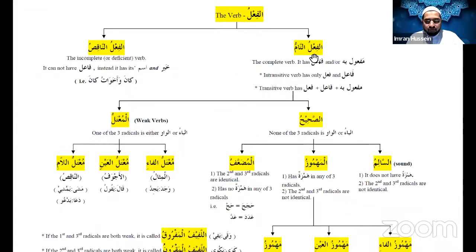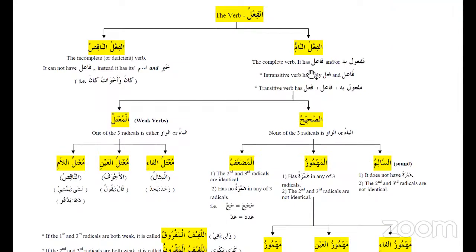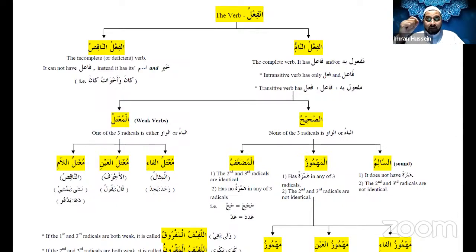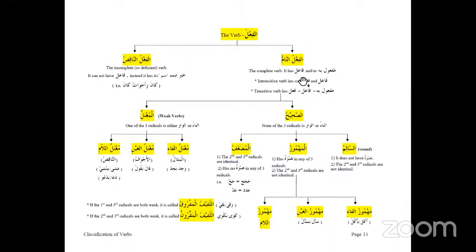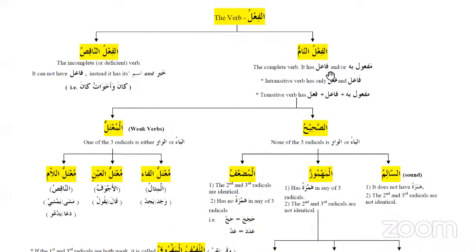Alhamdulillah. Now, if you read fi'l al-tam, this is really important. So, a fi'l al-tam has a certain criteria and a certain demand or requisite of what it does. So these are the criteria. Al-fi'l, the verb. Al-fi'l al-tam, maf'ul bihi, or fa'il. It is the complete verb. It has fa'il and maf'ul bihi. Intransitive verb has only fa'il. Transitive verb has maf'ul bihi and fa'il.